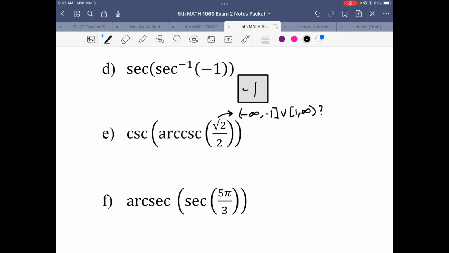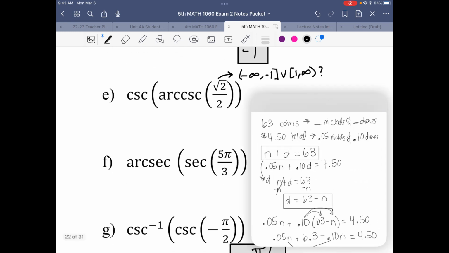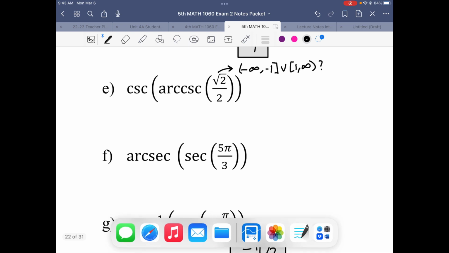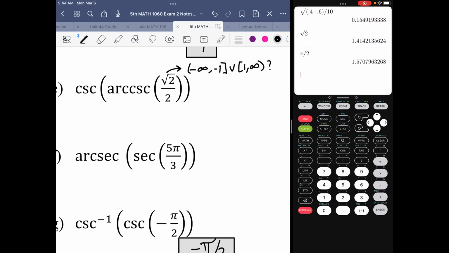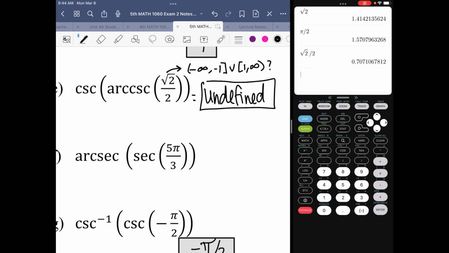And we need to check. So root 2 over 2, square root of 2 divided by 2 is about 0.7, which would fall right in this range. So the answer is no. This does not exist. And if this part doesn't exist, what are we even plugging into there? Nothing. There's no way to do this. So this one is undefined because it just doesn't exist at that spot.